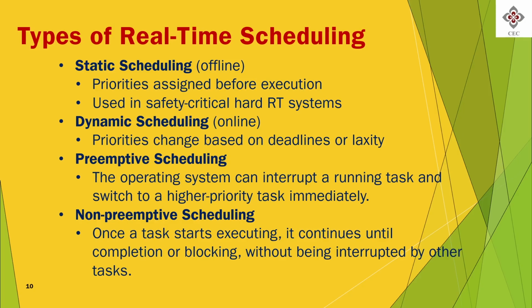The third one is preemptive scheduling, as we discussed just now. The operating system can interrupt a running task and switch to a higher priority task immediately. Non-preemptive scheduling is where, once the task starts executing, it continues till its completion. No other task can come in between and take this task away from the CPU. These are the various types.